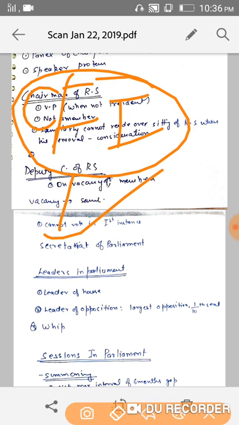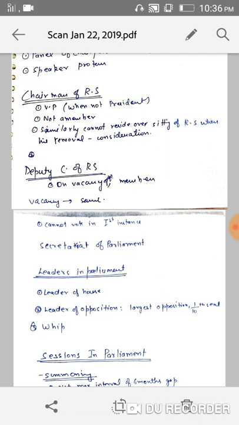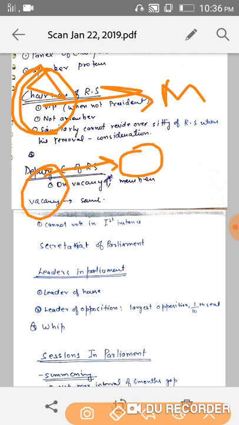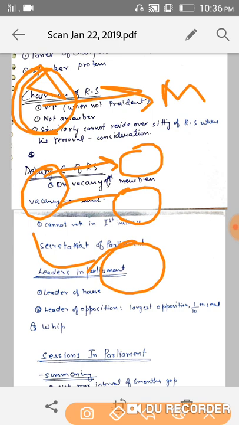Then we come to the deputy speaker or deputy chairman of Rajya Sabha. Again, the deputy chairman is very much the same. He is elected. He is not an ex officio member. He is elected from the members of Rajya Sabha. His vacancies would again be three. If he ceases to be a member, he writes to the chairman. He is removed by a resolution passed by the members.